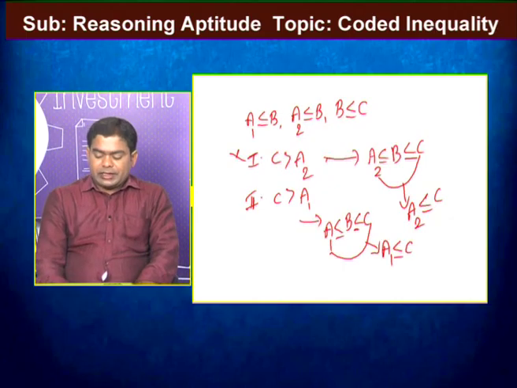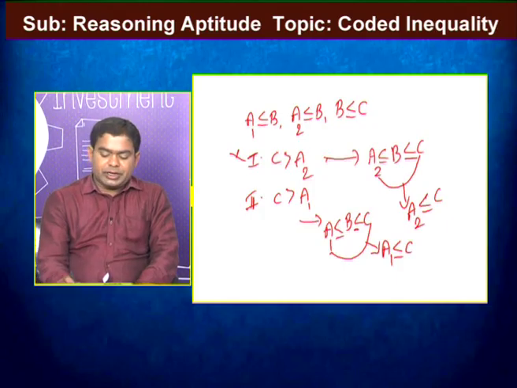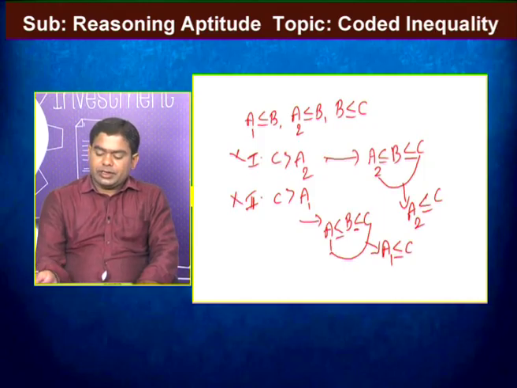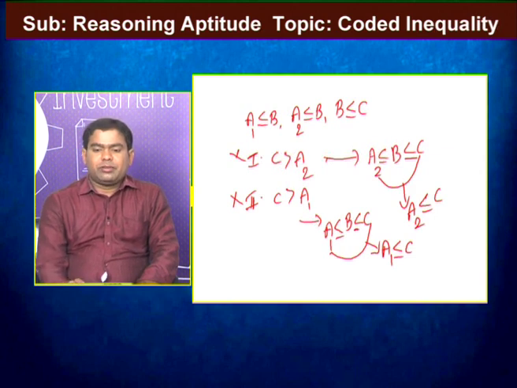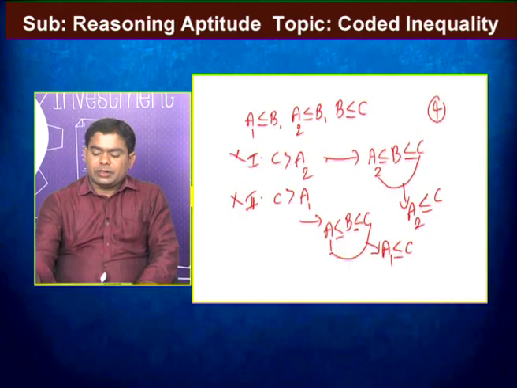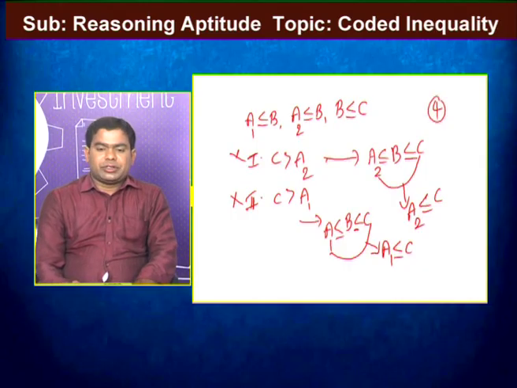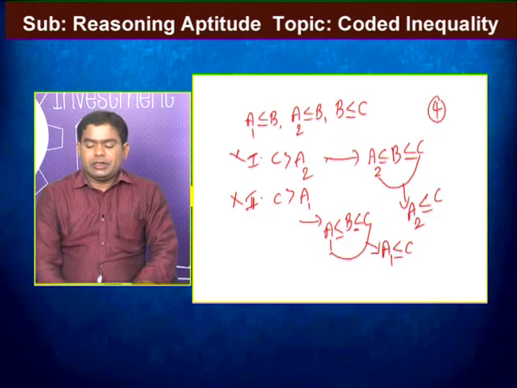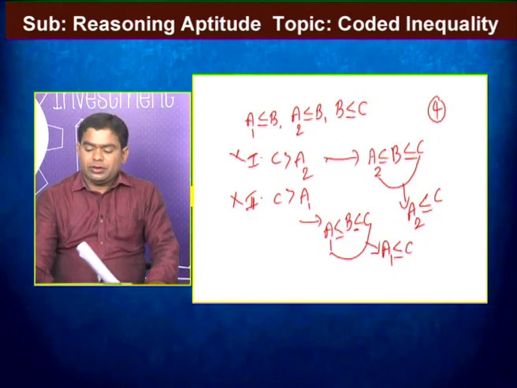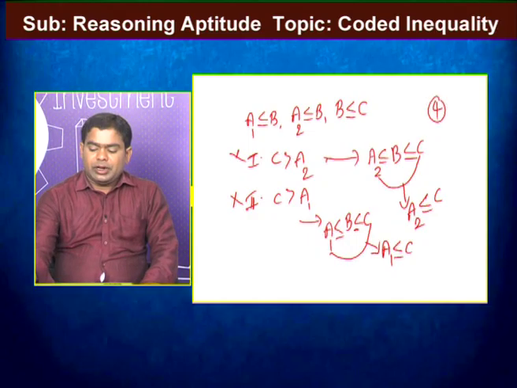a1 less than or equal to c is different from c greater than a1, both are different. That means conclusion 2 does not follow. So by observation, conclusion 1 does not follow, conclusion 2 does not follow, so neither 1 nor 2 follows. According to our question, we take the fourth option, neither 1 nor 2 follows. We go to the next question.